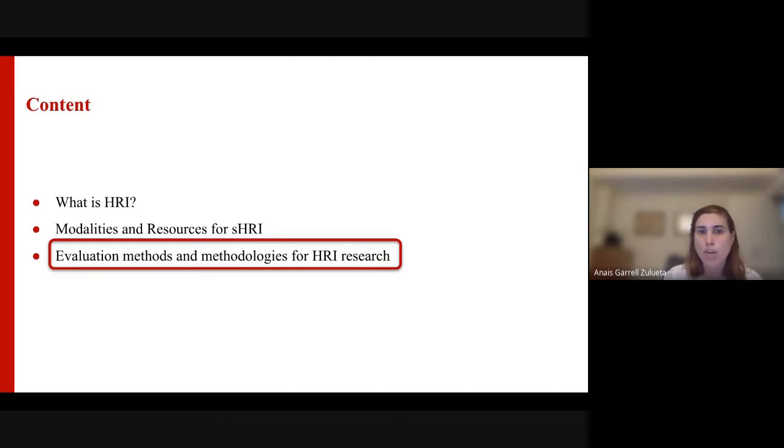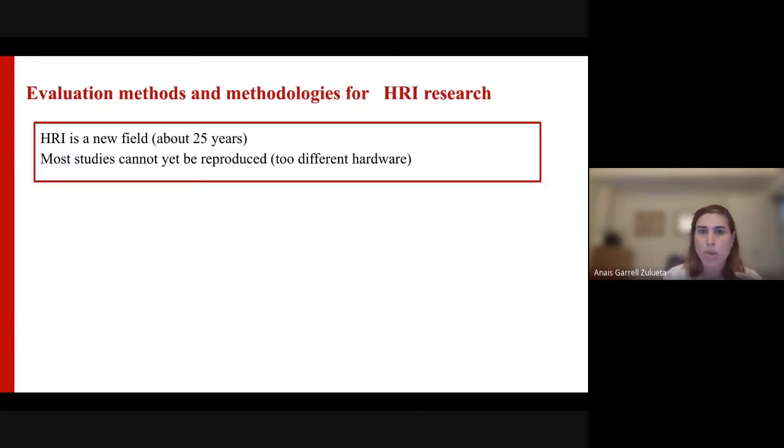Which is these evaluation methods and methodologies for human-robot interaction. So as I said, human-robot interaction is a new field. It is more or less 25 years old. I guess that you know Rashid Alami. Rashid Alami is a professor in robotics, very well known. For me, he's a superstar.